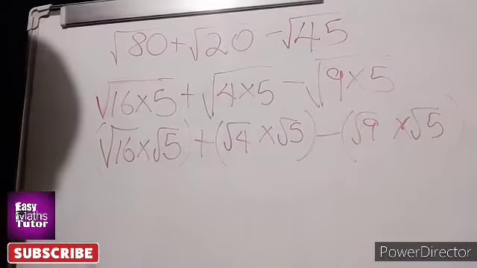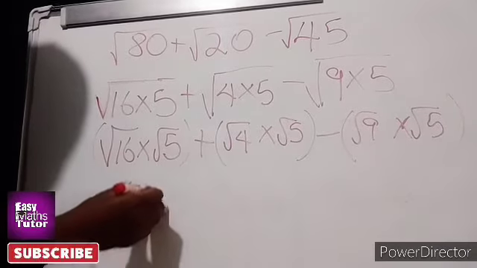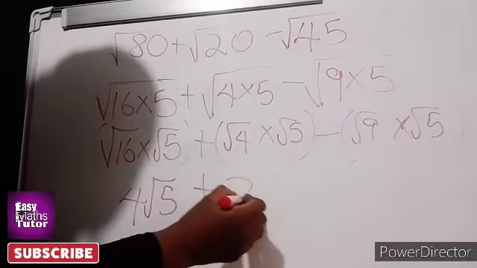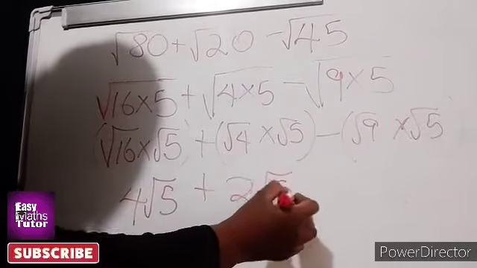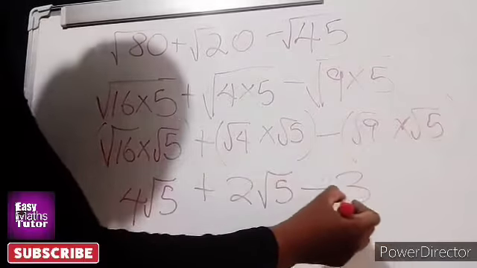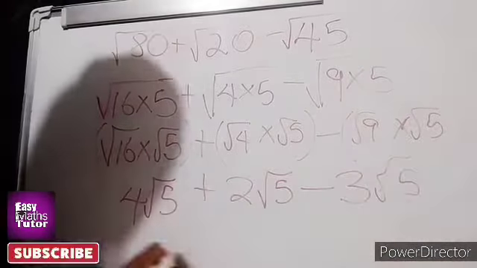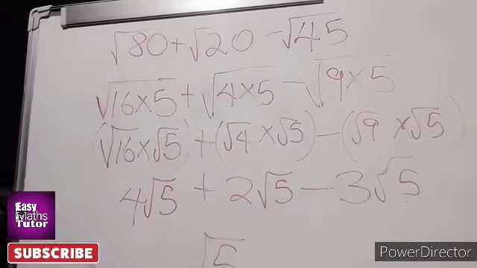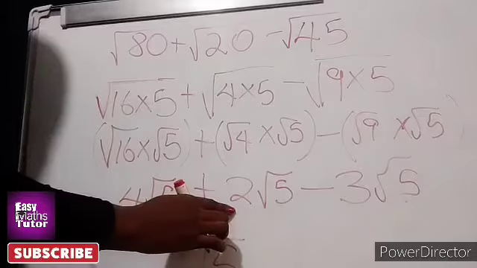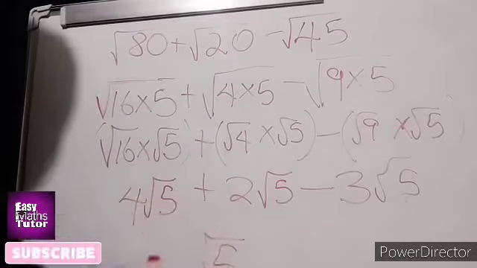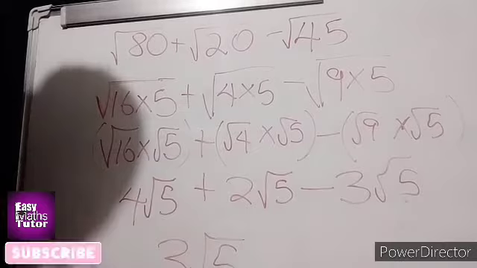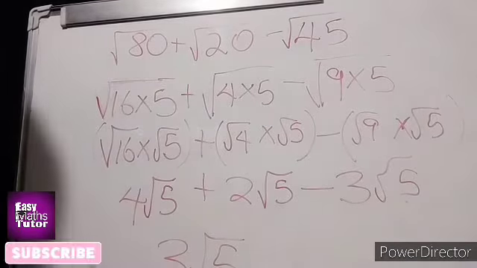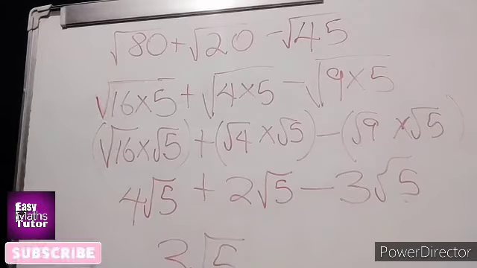The square root of 16 we all know is 4 root 5. The square root of 4 is 2, bringing down root 5. Minus the square root of 9, which is 3 root 5. So our final answer will have a base of root 5 because they're all root 5s there. So we have 4 plus 2 minus 3. 4 plus 2 is 6, minus 3, giving us 3 root 5. So this is the simplification of this surd problem.